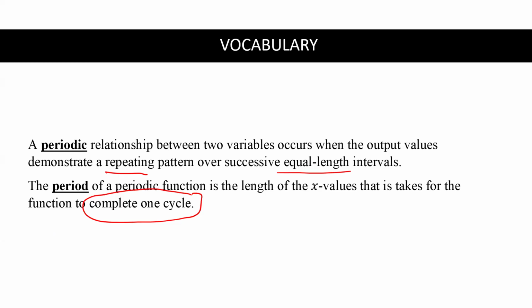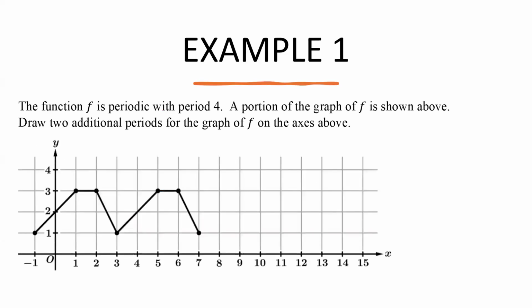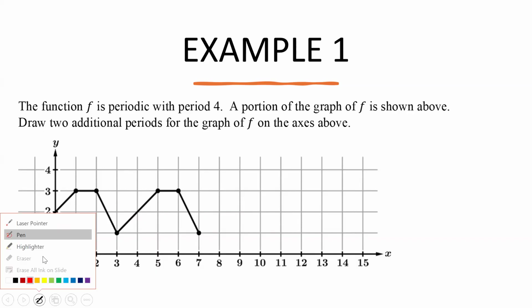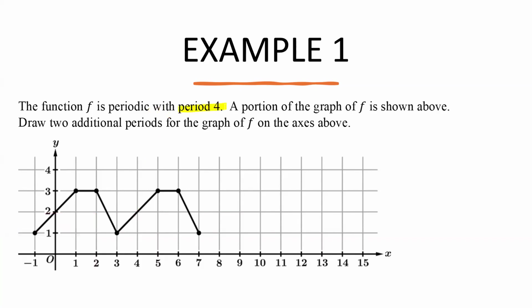All right, so let's dive in. We're going to start easy. With example one, the function f is periodic with a period of 4. A portion of the graph is shown below. Because it's a period of 4, that tells us this pattern repeats every 4 units. Does that make sense? So every 4 units, this pattern repeats.